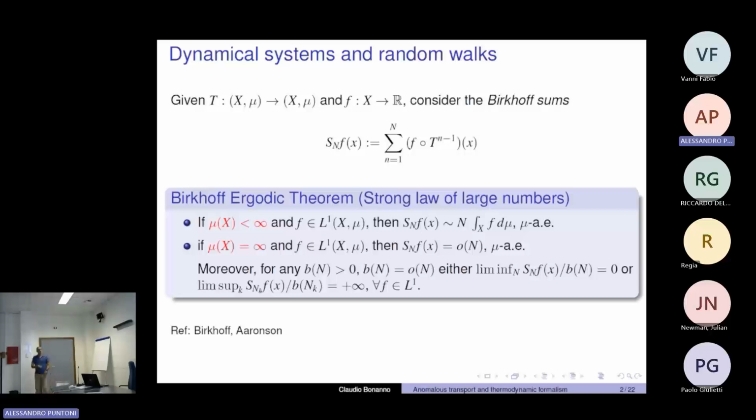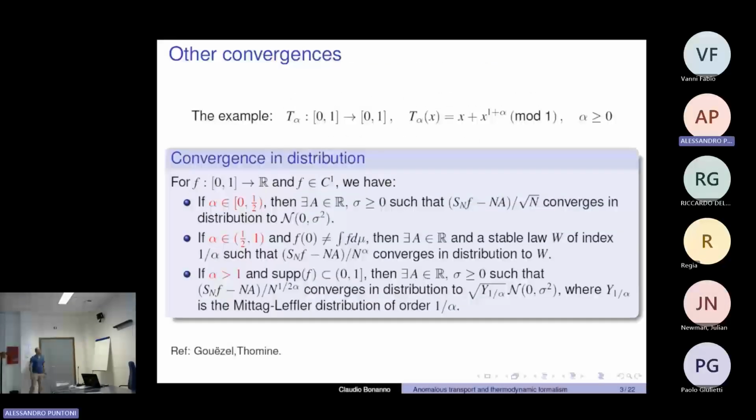Today I will not look at the almost everywhere behavior, which already has some difficulties, but you can ask what happens when you look at other kinds of convergences. For example, you would like to look at the diffusion of the sums. This is the standard question you can ask. And this is the example that I will consider during the talk, a family of maps which maybe most of you already know, on the unit interval, considered in two intervals.